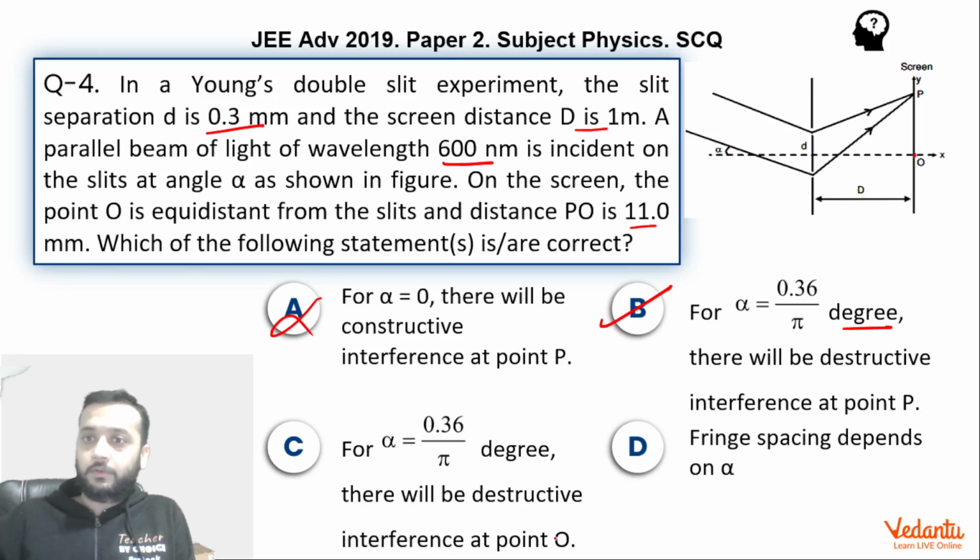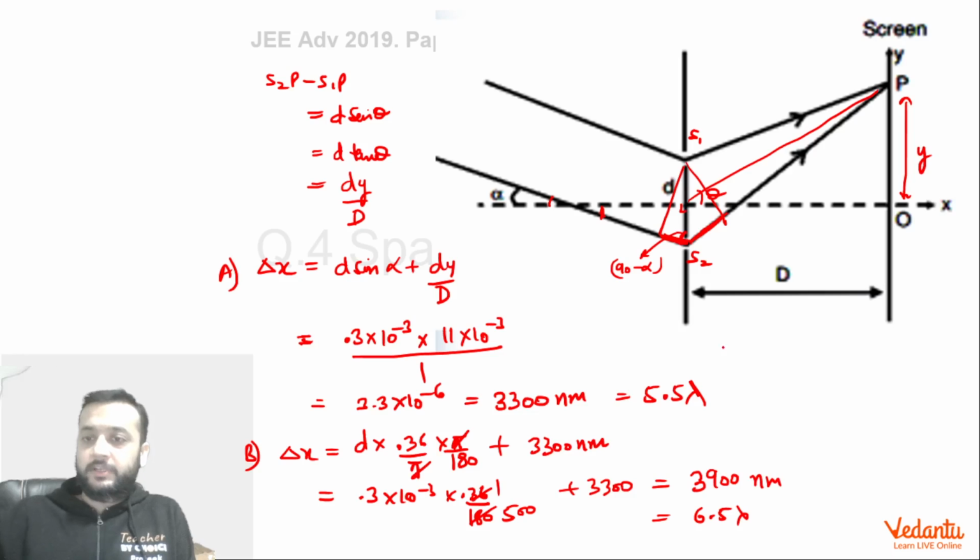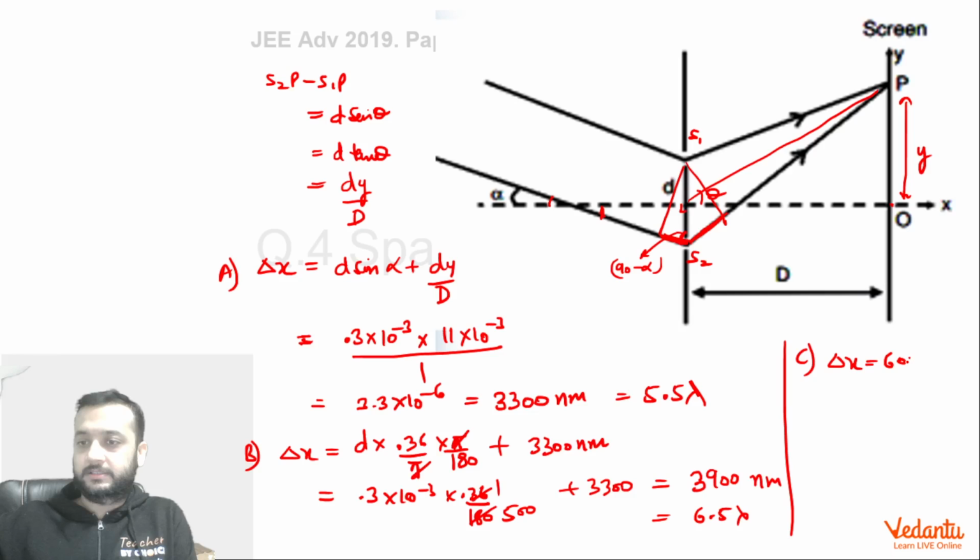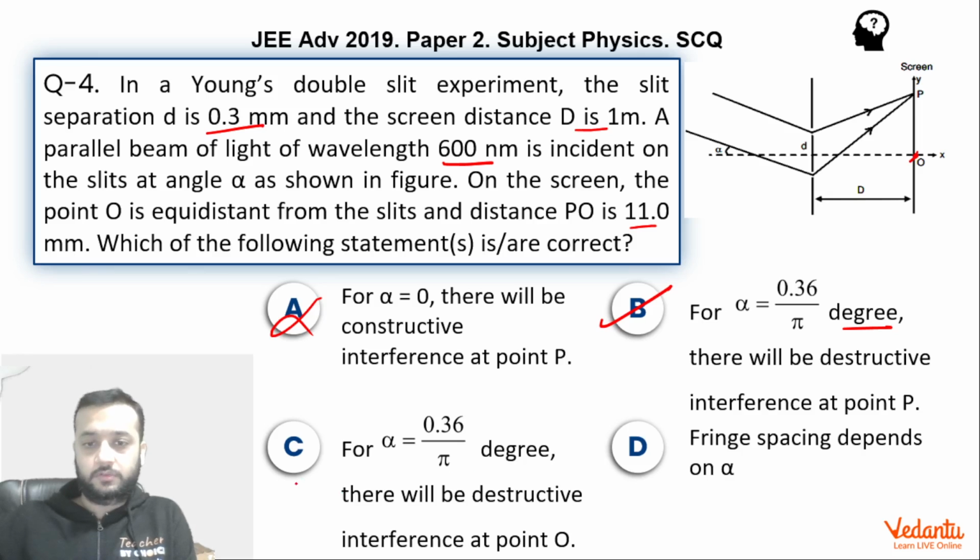So now we are talking about point O, that means center of the screen. Now it is very easy to see that for this value we have already calculated. This came out to be 600 nanometers. This was 3300. So y will be 0 for point O. So delta x will be only 600 nanometers, right? Because this 3300 part will become 0. So delta x will be only 600 nanometers, and this is nothing but lambda, which means it's a constructive interference. Constructive interference. So this is again wrong because they are saying destructive.